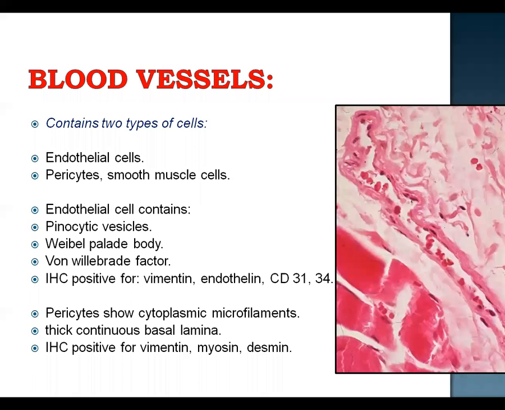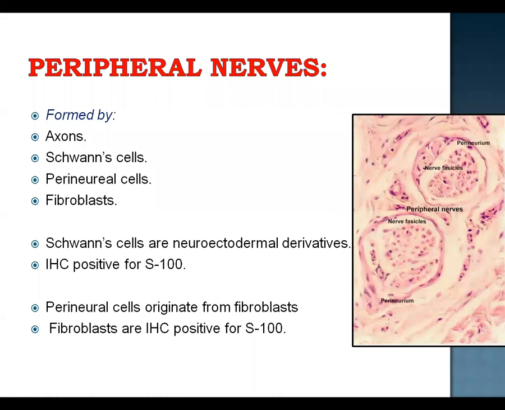Next is the blood vessels, which have two types of cells, endothelial cells and pericytes, or smooth muscle cells. Endothelial cell contains pinocytotic vesicles, Weibel-Palade bodies, von Willebrand factor, and pericyte shows cytoplasmic microfilaments, thick continuous basal lamina. Next is the peripheral nerves, which are formed by the axon, Schwann cells, perineural cells, and the fibroblast.